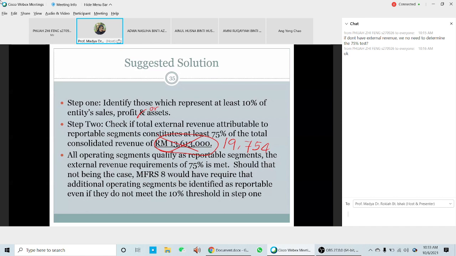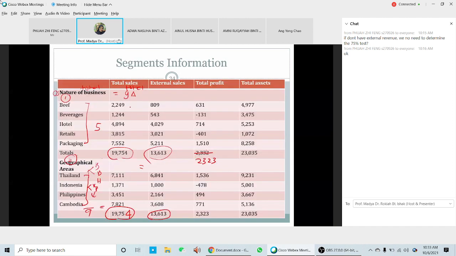For the business here, every one of these figures needs to be divided by 19,754. For profit and assets later on, for the assets here, you need to divide by 20,3035, all of these assets. But for profit, you need to calculate.